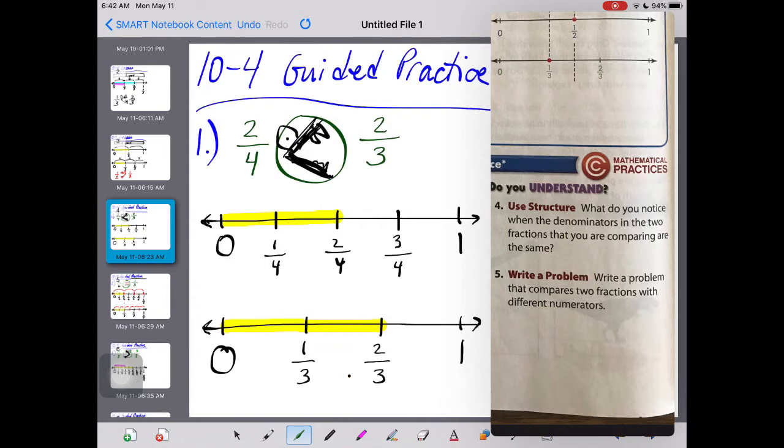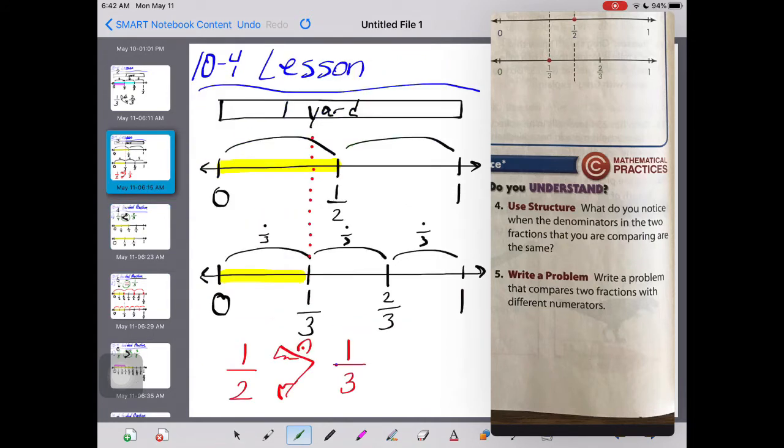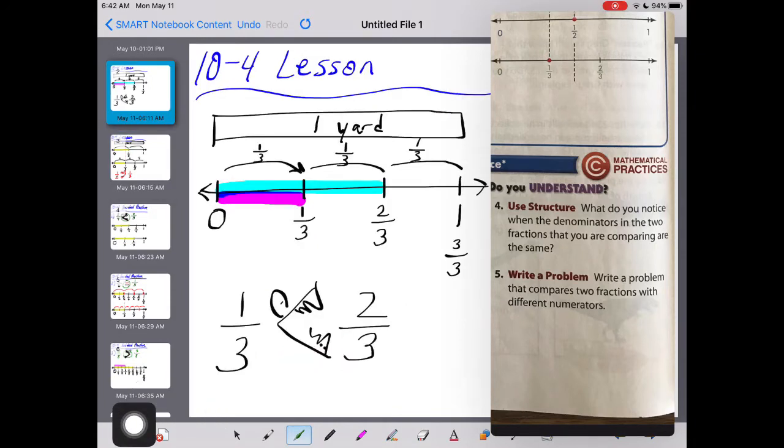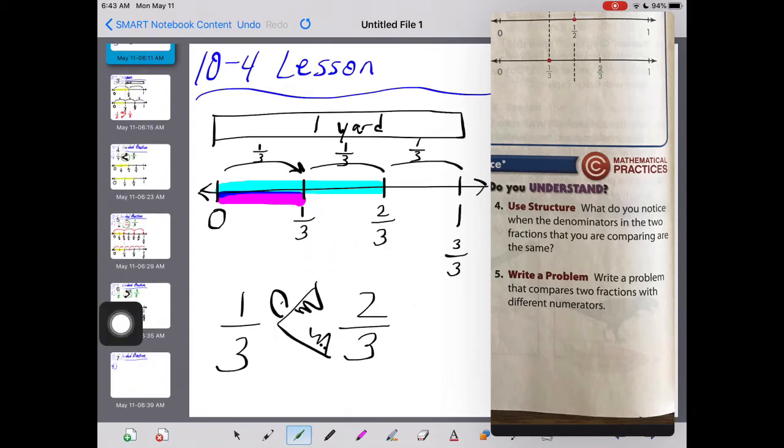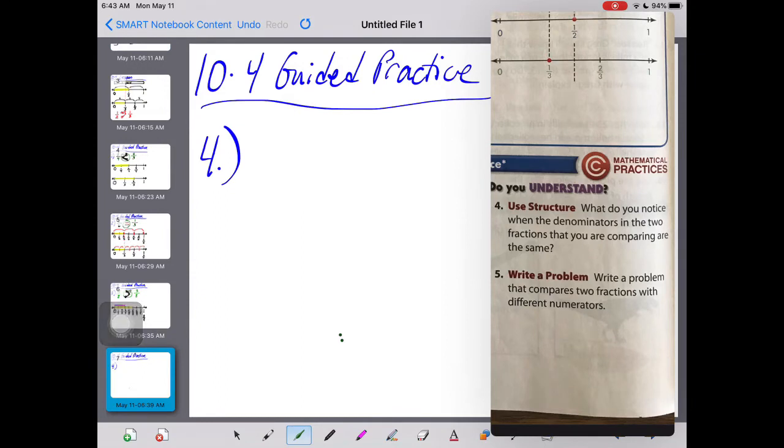Now let's take a look. Denominators are different. Not a good example. Here we go. Denominators are the same. What do we notice about it? Each individual piece is the same size.